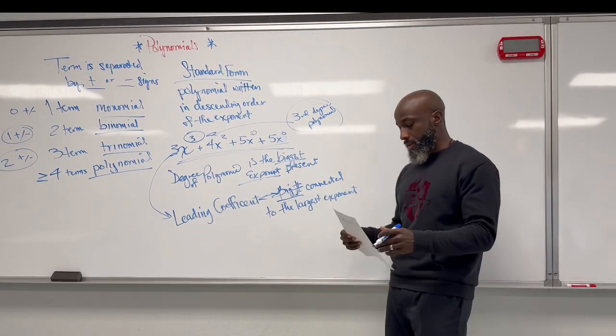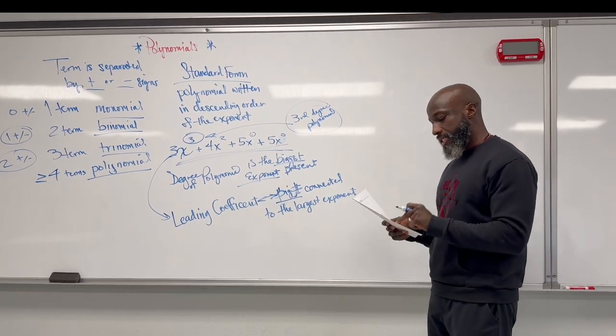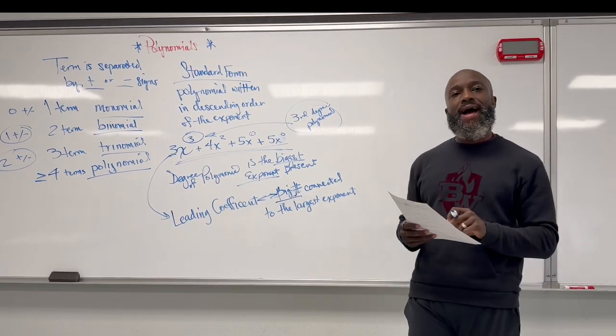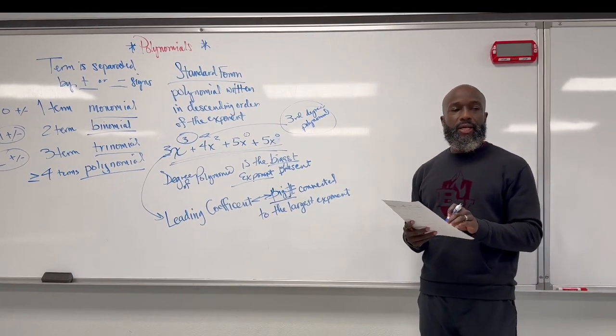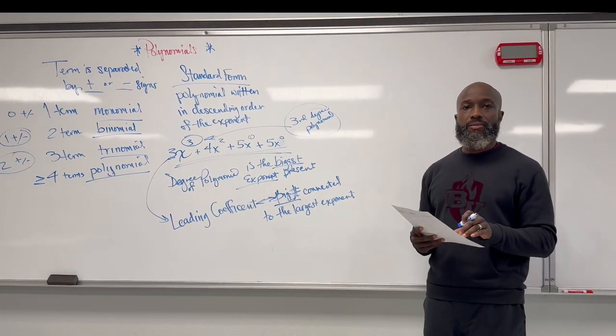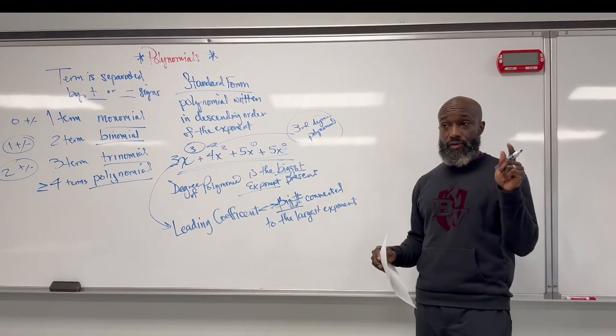Let's look at this example here. It says, write the polynomial in standard form. Identify the degree and the leading coefficient of the polynomial. Then we want to classify it by its number of terms. We're about to do this, but you can start ahead to see if you understand.